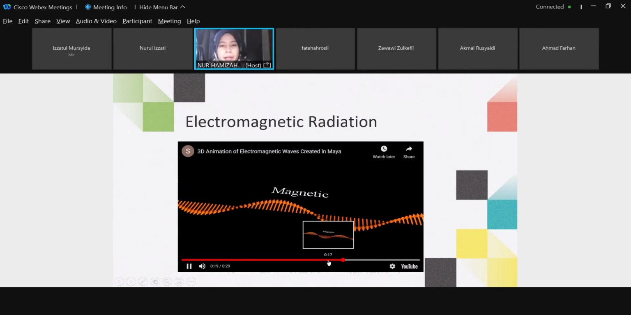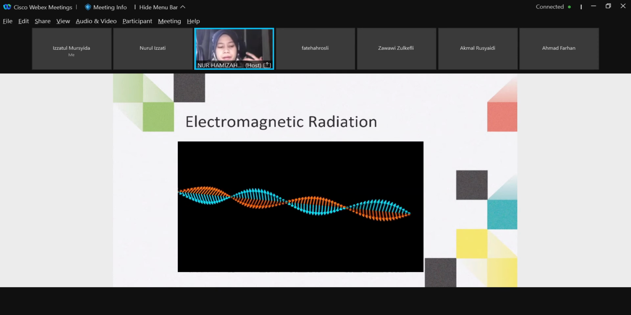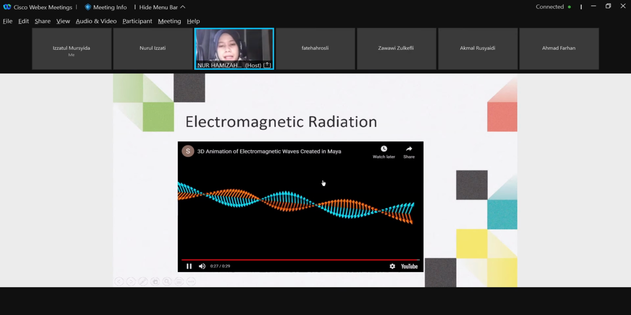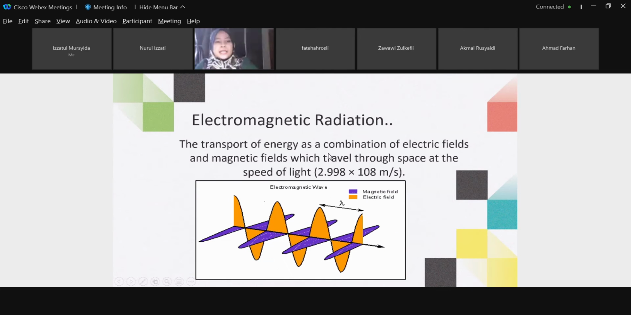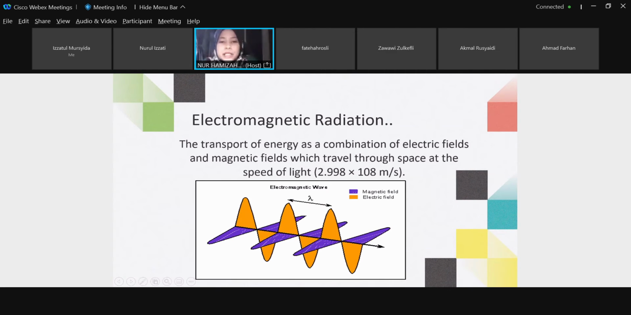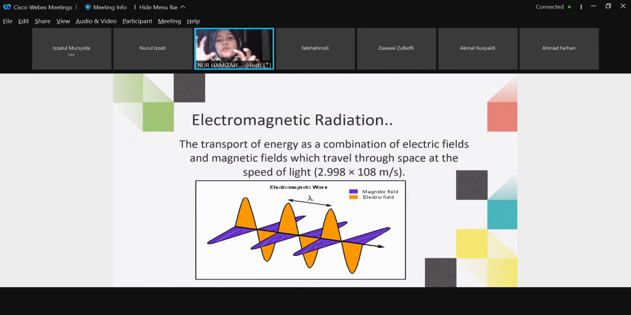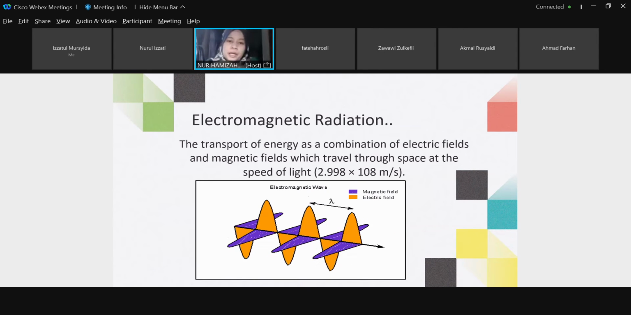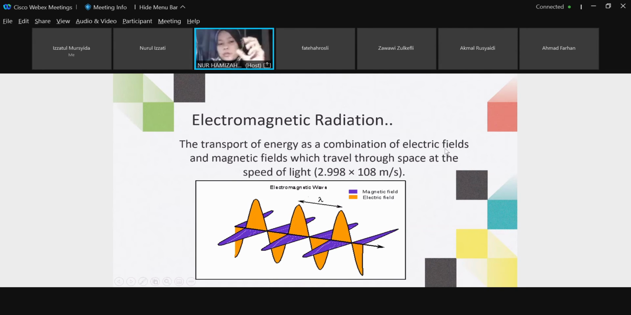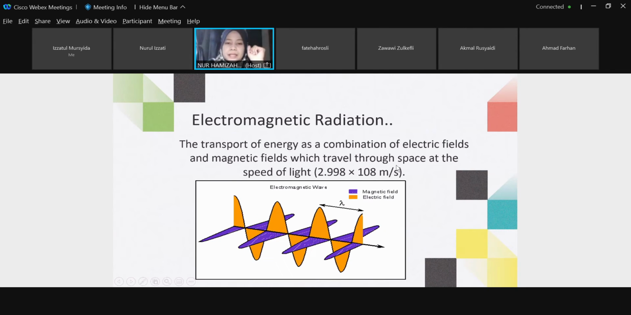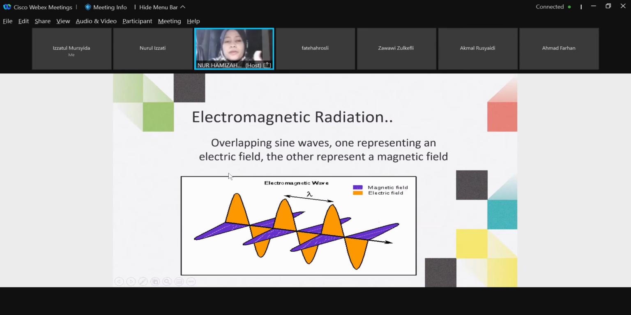So electromagnetic radiations have two properties. They have voltage, which is electric, and also magnetic. Basically, electromagnetic radiation is the transport of energy as a combination of the electric field and also magnetic fields that travel through space at the speed of light in a vacuum. It is represented by the overlapping sine wave.